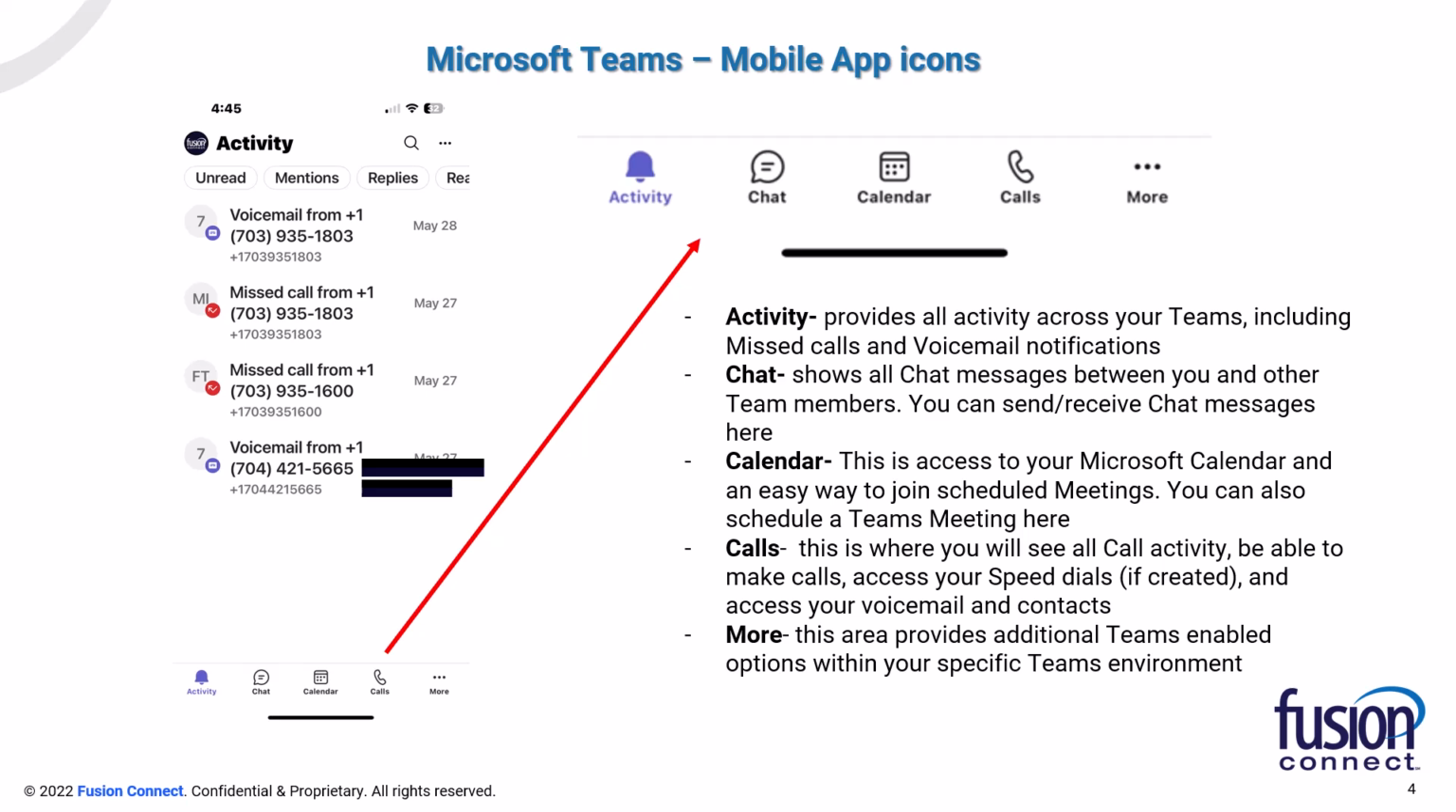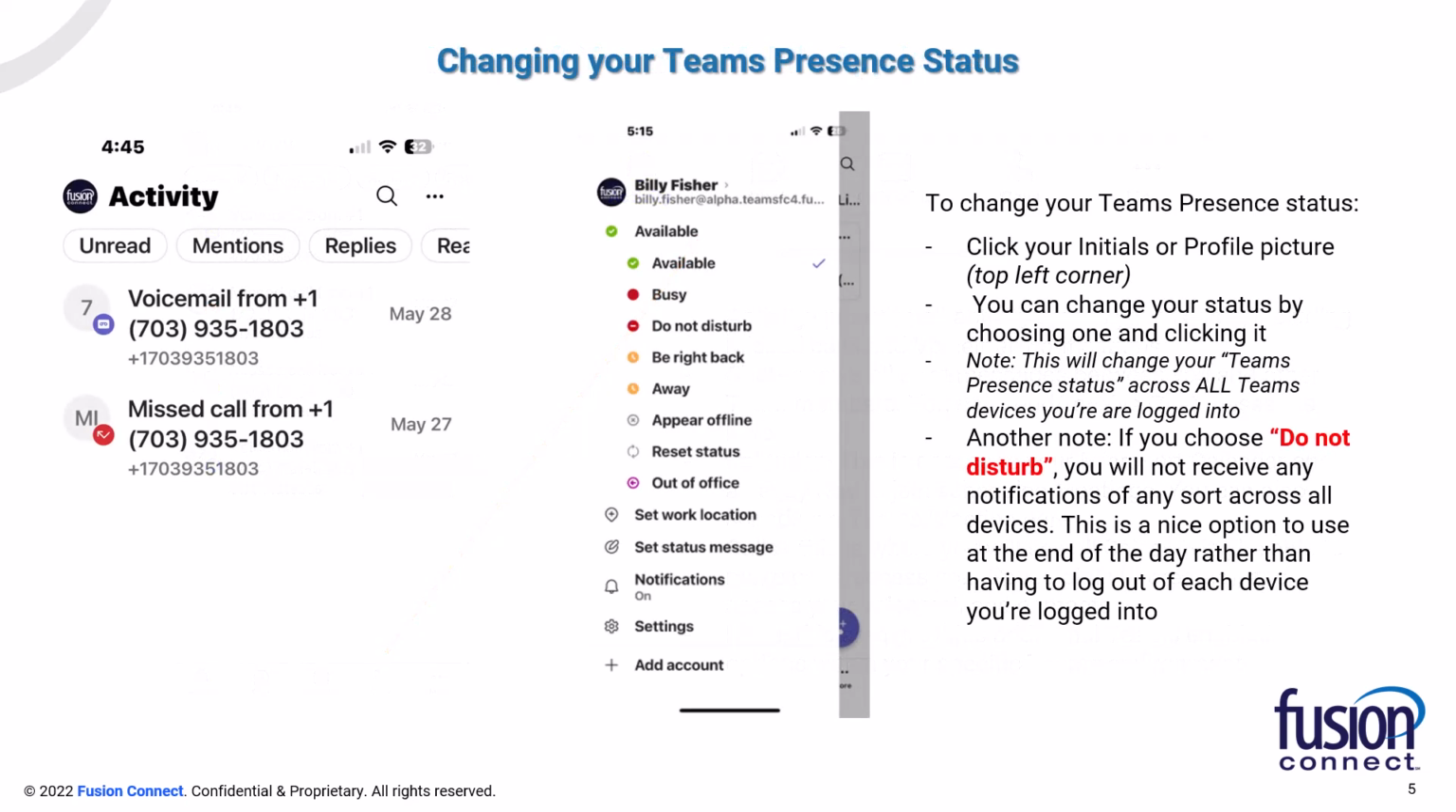Your calls icon. In this icon, you'll be able to make calls, access your speed dials if created, and access your voicemail and contacts. The More icon on the bottom right is an area that provides additional Teams-enabled options within your specific Teams environment. In the Teams mobile app, you're able to change your Teams present status.